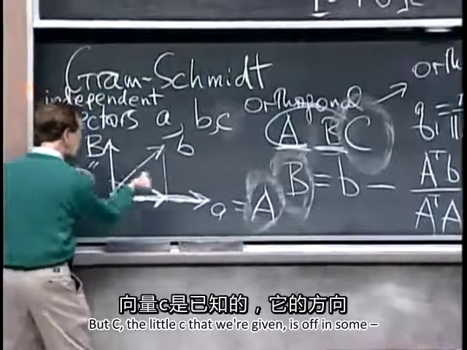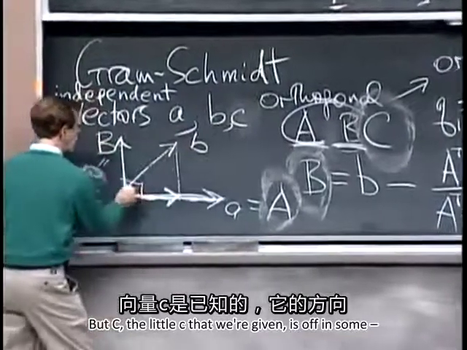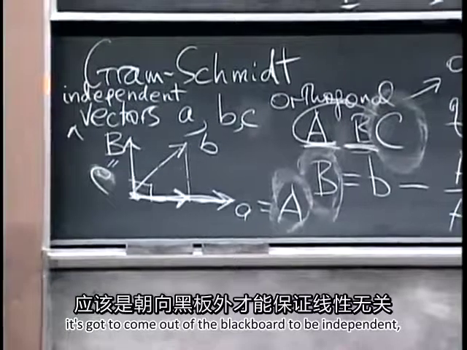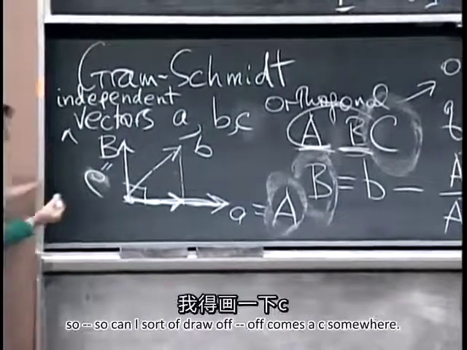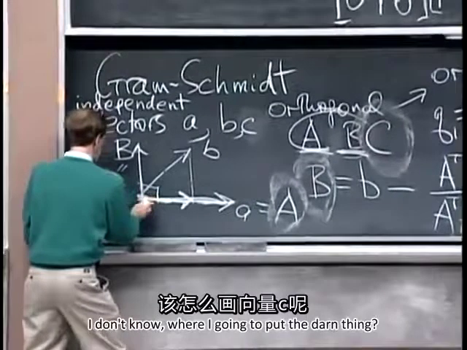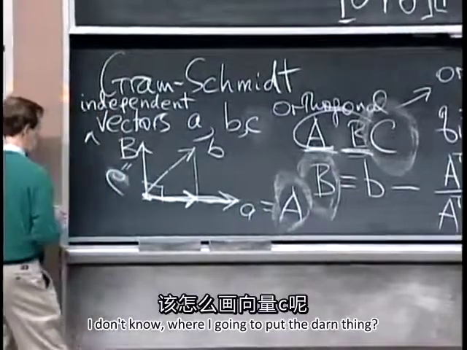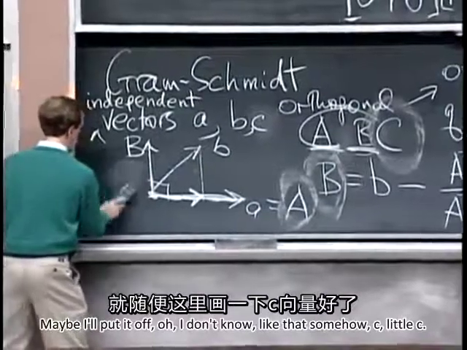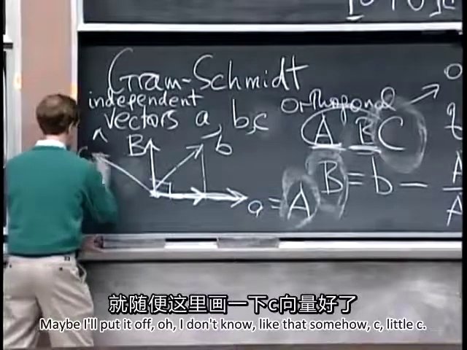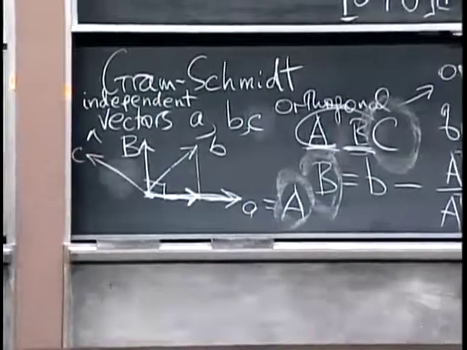But C, the little c that we're given, is off in some... it's got to come out of the blackboard to be independent. So can I sort of draw off? Off comes a C somewhere. I don't know. Where am I going to put the darn thing? Maybe I'll put it off... Oh, I don't know. Like that. Somehow. C. Little c.